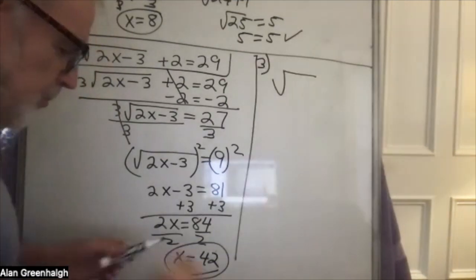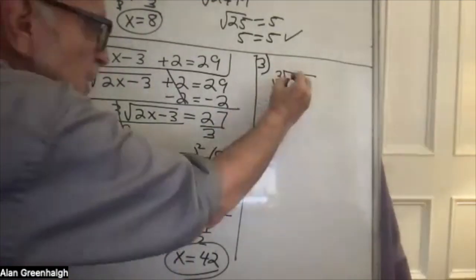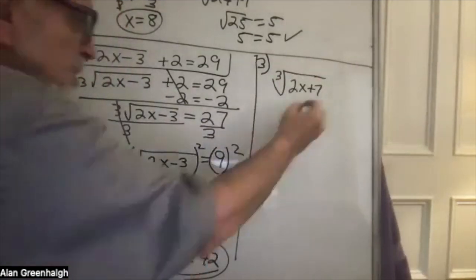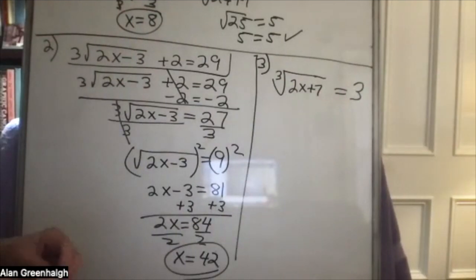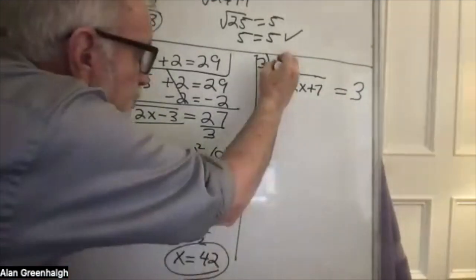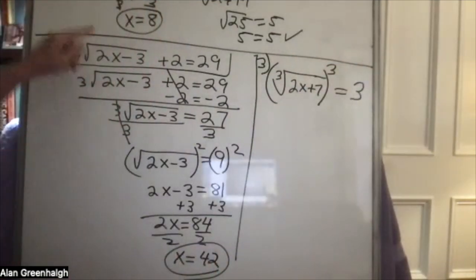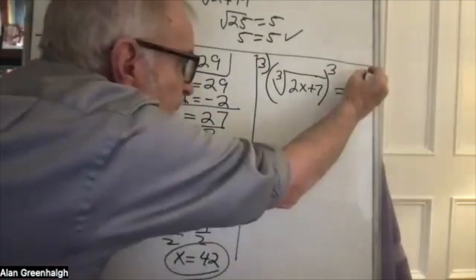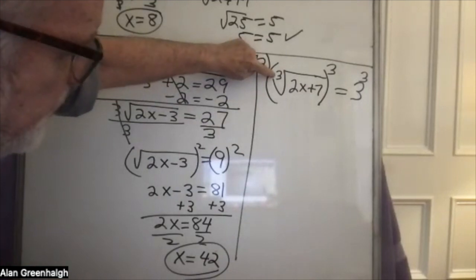The third root of 2x plus 7 is equal to 3. Okay? Dig your teeth into that one. What you need to do is to raise everything not to the second power, not squaring both sides of the equation, but cubing both sides of the equation, right? Because there's a 3 here.